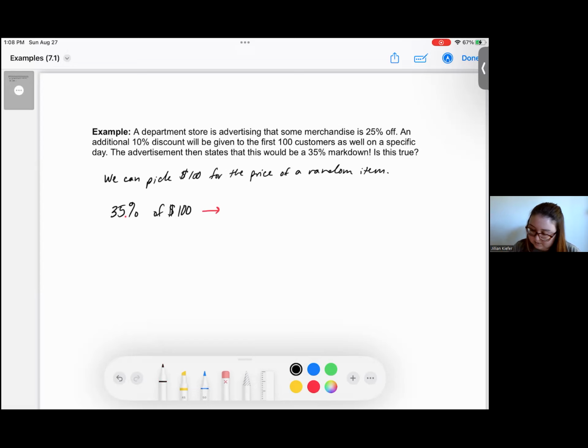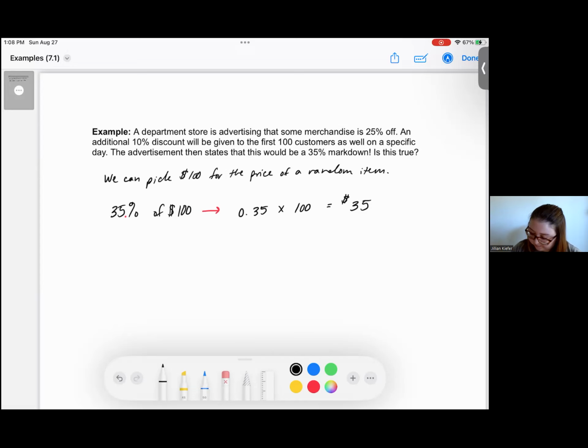So this becomes 0.35 times 100. So we multiply those values together, we end up getting 35. 0.35 times 100 is 35. And this amount that we're talking about here, this is dollars. So we're saying 35% of $100 is $35. That's the markdown of 35%.